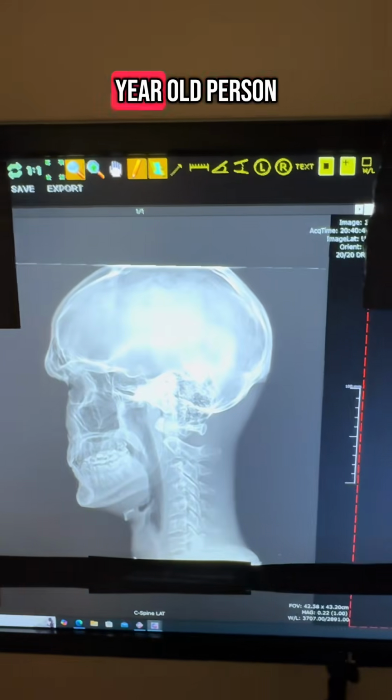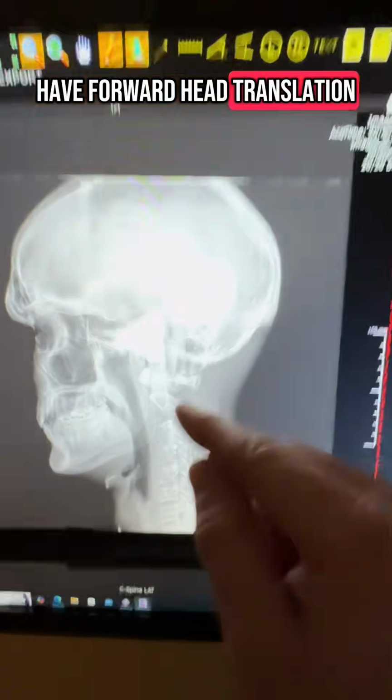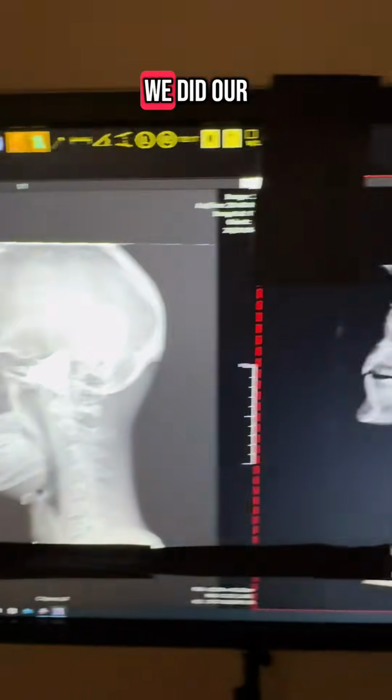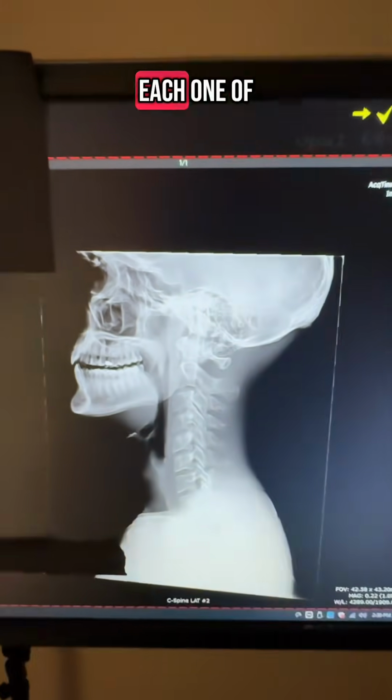So this is a mid-20-year-old person with generalized neck pain. As you can see before, we have forward head translation. We don't have that reversal of the curve. We did our treatment plan, and boom, we have that reversal of the curve there, even space between each one of the segments as well.